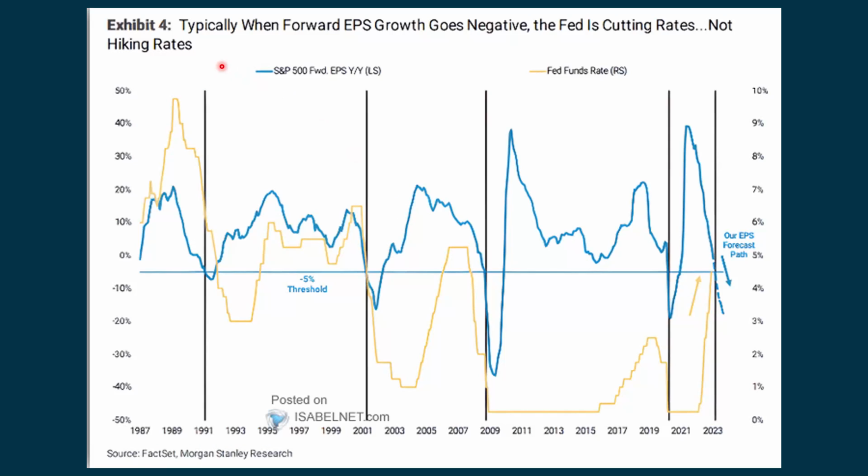This chart says typically when forward earnings per share growth goes negative, the Fed is cutting rates and not hiking rates. That's part of the debate that's going back and forth. We're seeing earnings per share being lowered, and yet the Fed is still raising rates at the same time. Can that produce a soft landing or the type of situation where we prevent going into a recession? The blue line shows the decrease in the earnings per share and then the forecast going forward. The yellow line is the Fed funds rate as they continue to raise interest rates.